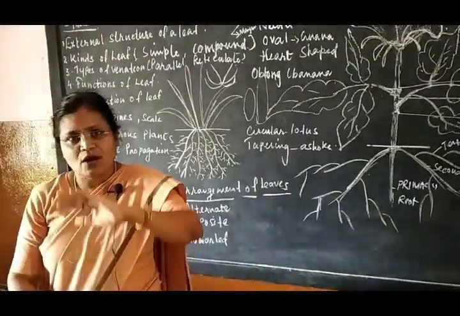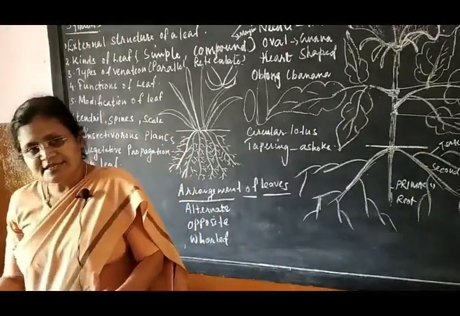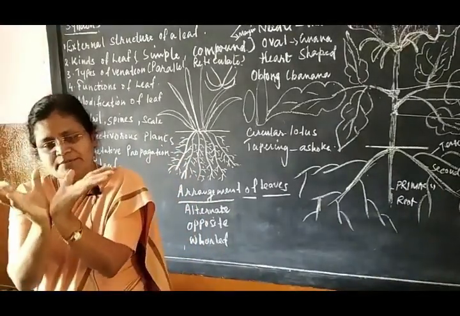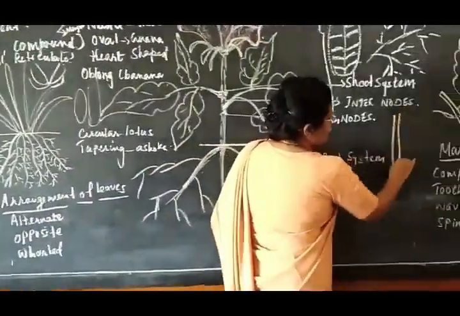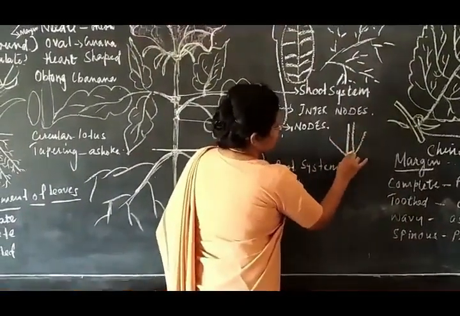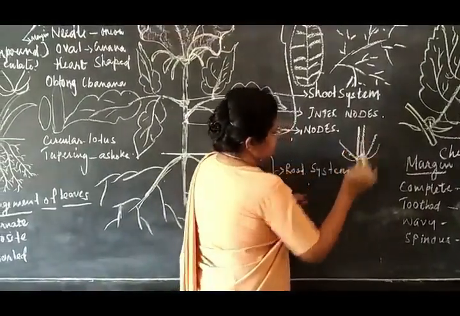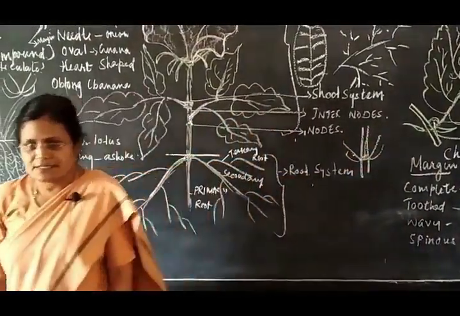Then we saw about opposite arrangement, alternate arrangement and whorl. Whorl means a group of leaves arising like this, a bunch of leaves arises together. So this is called your whorl.